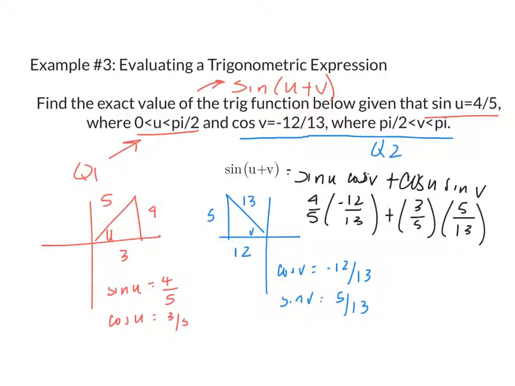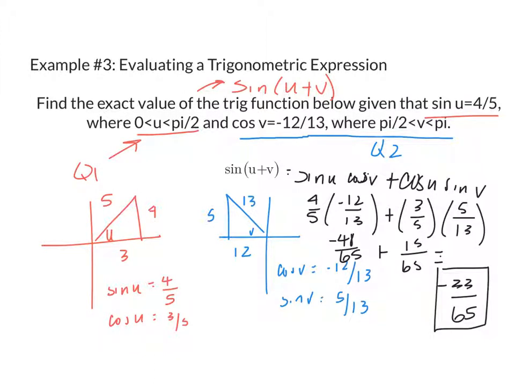What's nice is these will have the same denominator. 5 times 13 is 65, so we'll have negative 48 over 65 for the first one, plus 15 over 65, which will leave us with negative 33 over 65 as a final answer. And again, they gave us 2 trig functions, so 2 triangles that we had to deal with in quadrants 1 and 2 to be able to figure out sine u, cosine v, cosine u, and sine v to get the answer negative 33/65.